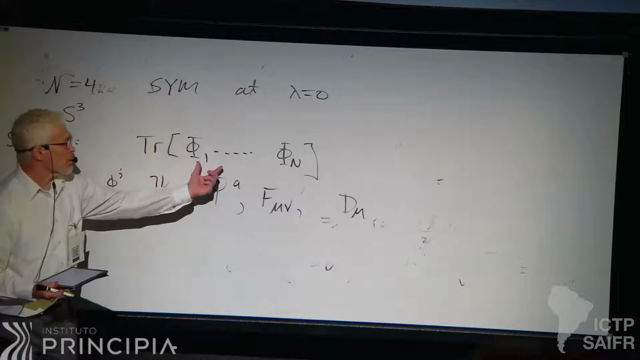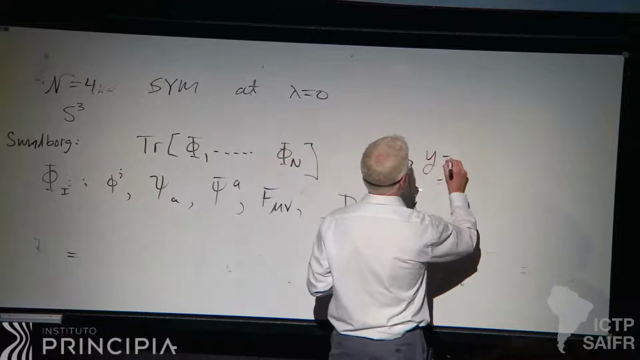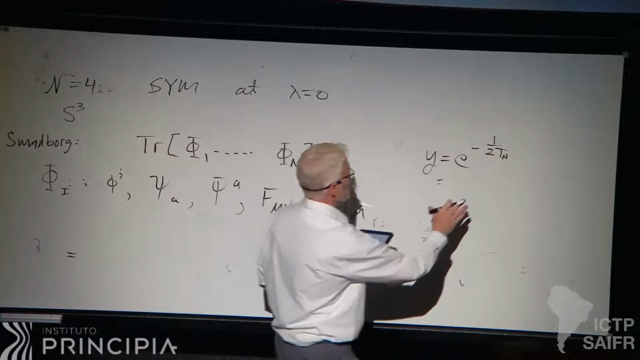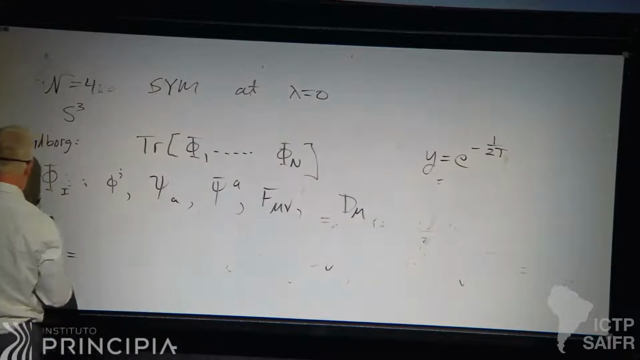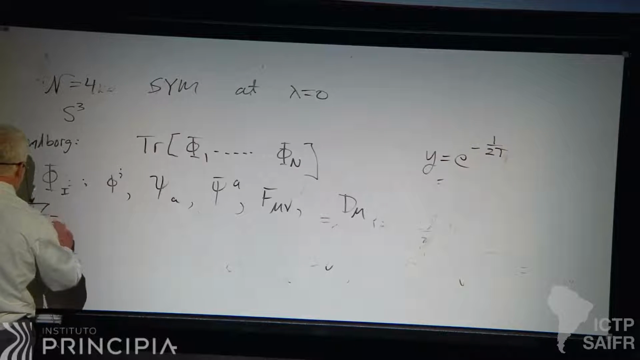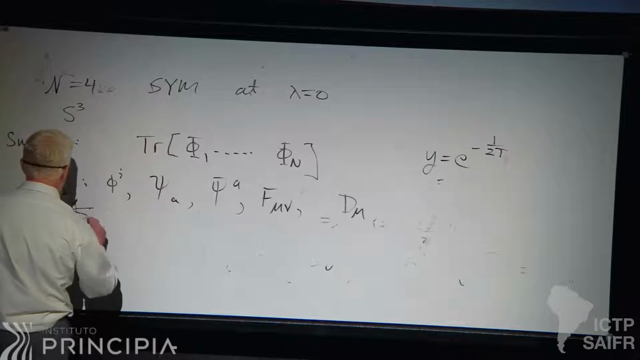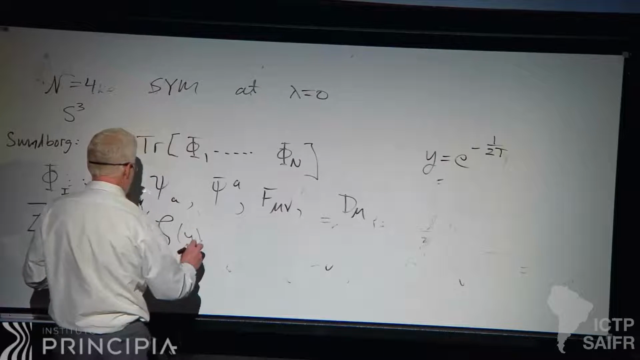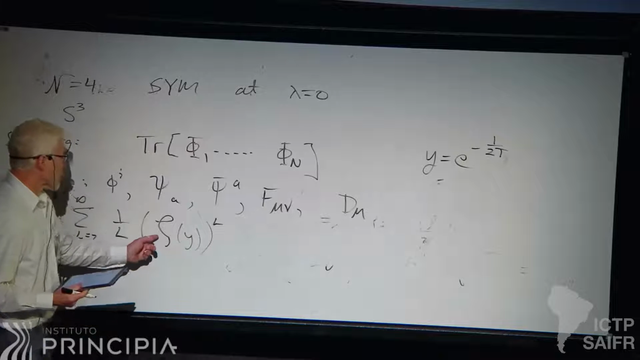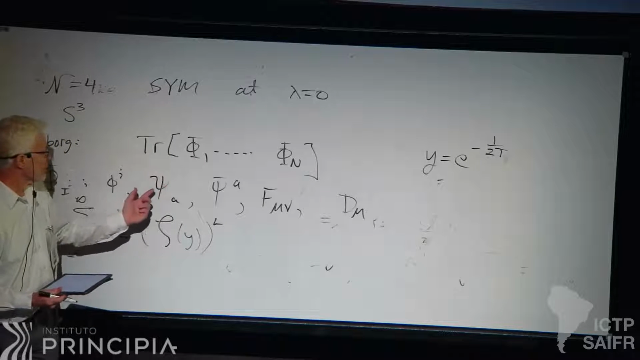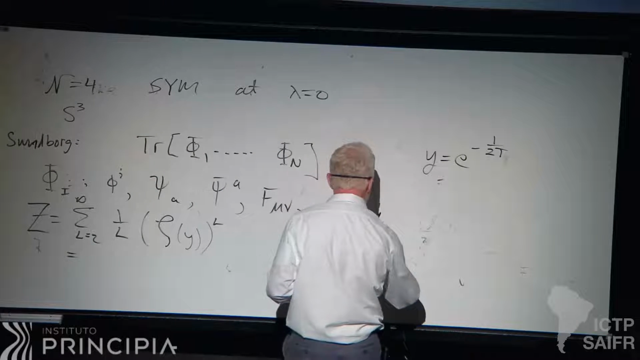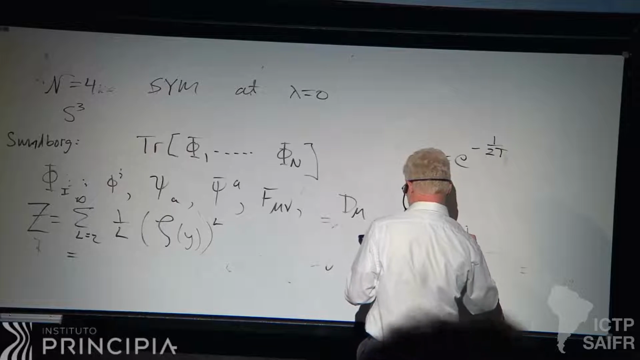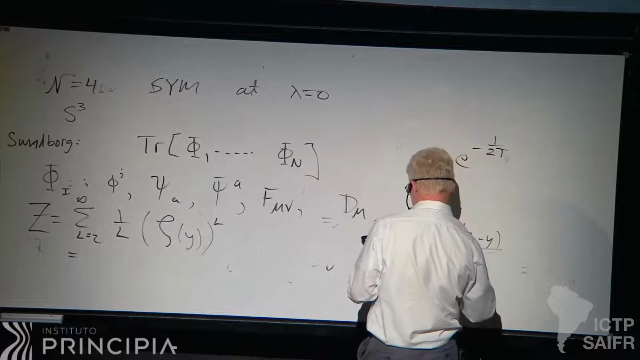So then you end up with a counting problem, and if we define a variable y equal to e^(-1/2T), where T is the temperature, then you can find that the partition function will be equal to a sum from L equals 2 to infinity of 1 over L times some function of y to the Lth power, where this function of y counts all the different types of fields you can have here. It turns out this function is equal to 2y^2(3 - y) divided by (1 - y)^3.